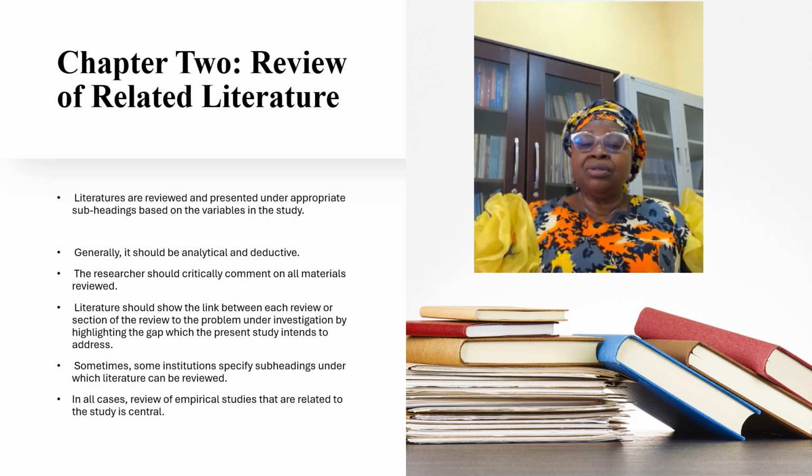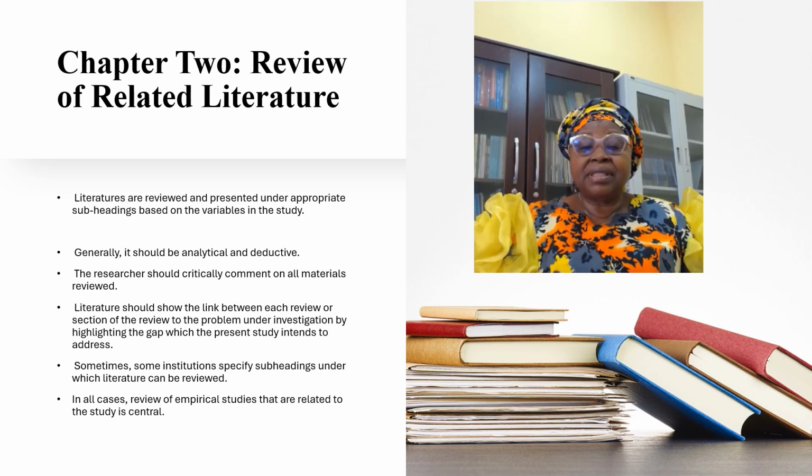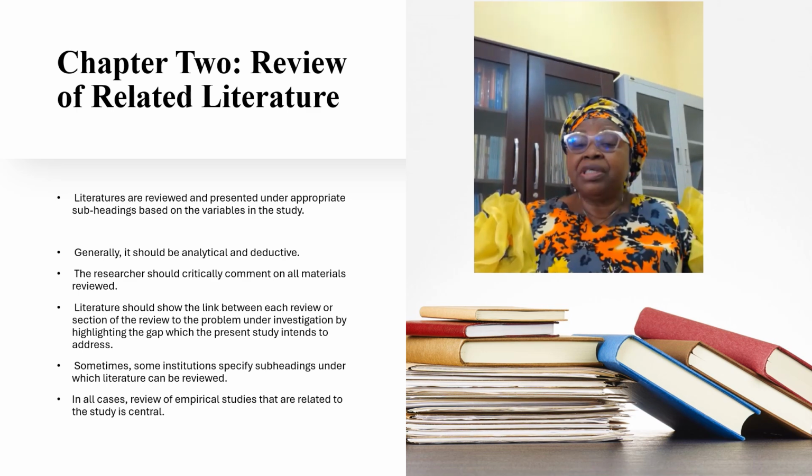Then chapter 2 is review of related literature. Literature is reviewed and presented under appropriate subheadings based on the variables in the study. Generally, it should be analytical and deductive. The researcher should critically comment on all materials reviewed. Literature should show the link between each review or section of the review and the problem under investigation by highlighting the gap which the present study intends to address.